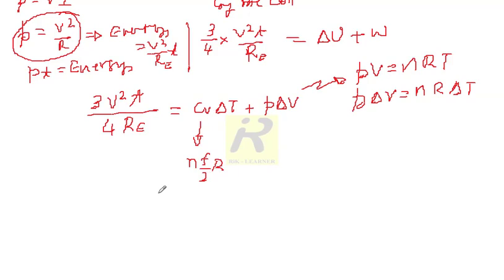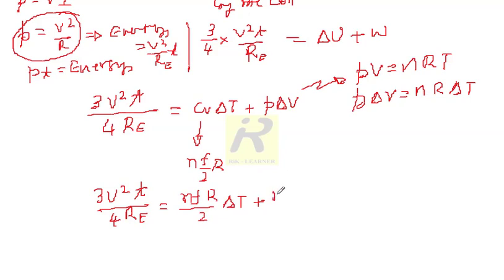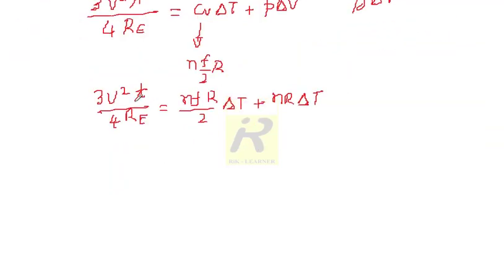Combining all these results together, what I can write is 3V square into T, divided by 4RE, which equals NF into R divided by 2 into delta T plus PdV, which is nothing but NR into delta T, right. So now I am making all substitutions. Otherwise, I do one more step.